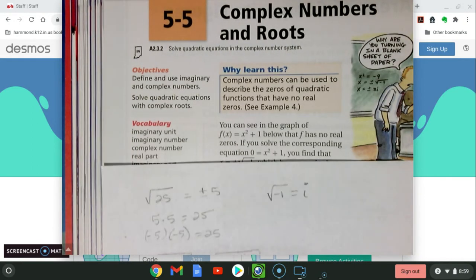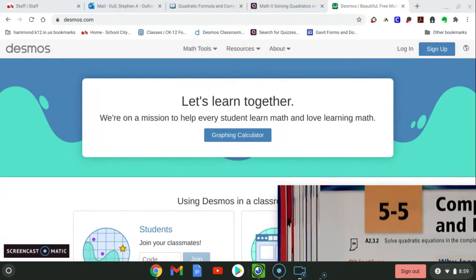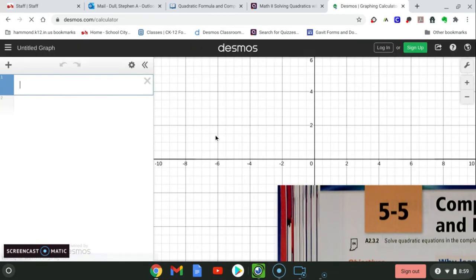Well, how does this apply when we start thinking about, for instance, quadratics? So let's jump over to Desmos and let's take a look for a second.